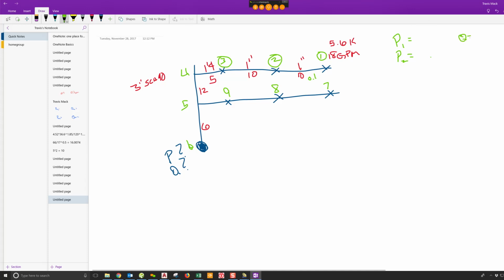So you get Q equals K times the square root of P. So P equals Q over K squared. So what is P1? 10.3. Okay, we figured the friction loss in here was 0.1 pounds per foot times 10 feet. So our pressure from 1 to 2 equals 1 psi, right? 10 times 0.1 is 1. So P2 equals 11.3.